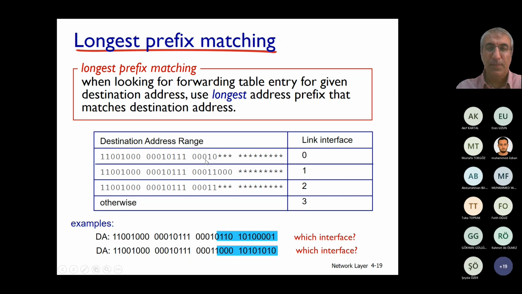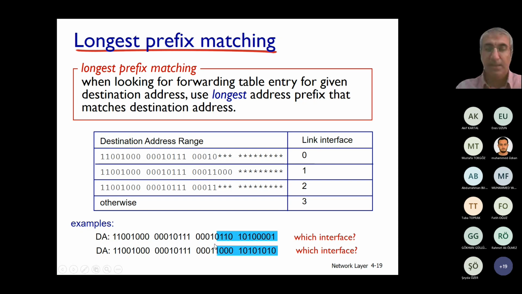As you see, up to here, all these ranges are the same. And after that, this first range starts with 0 and the other range starts with 1. So that's why the first one falls within this first range. So that's why we're going to forward this packet to the 0 interface.